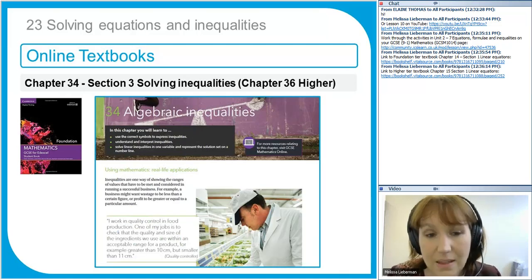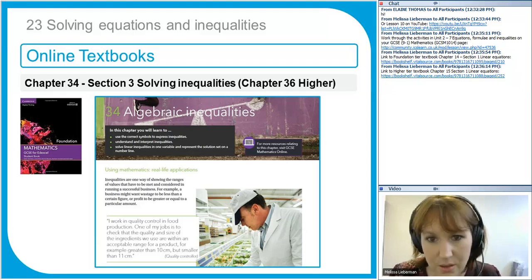Inequalities in the foundation tier book is covered in chapter 34. Now we've done a little bit of inequalities before. We looked at inequalities on the number line, but today we're going to look at solving inequalities. So if you're working on the foundation tier book, chapter 34 is here.